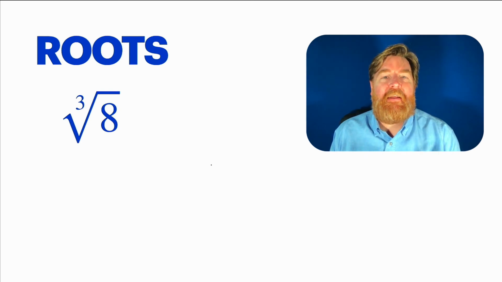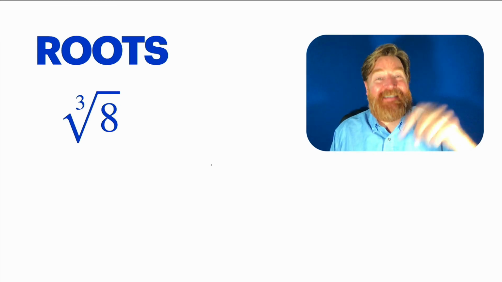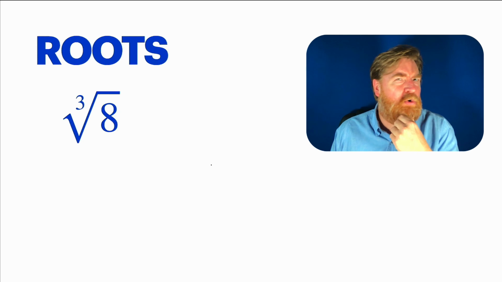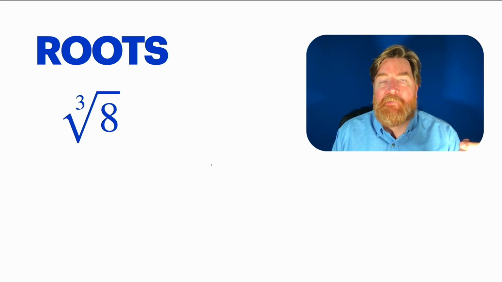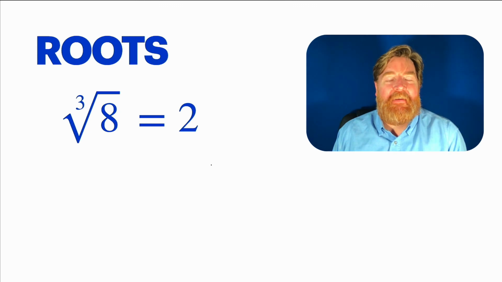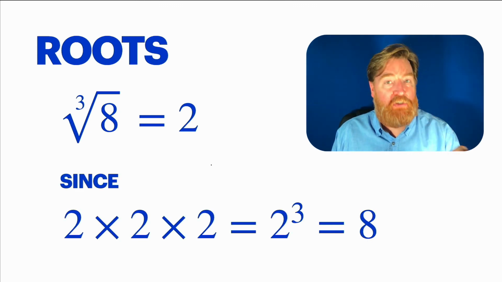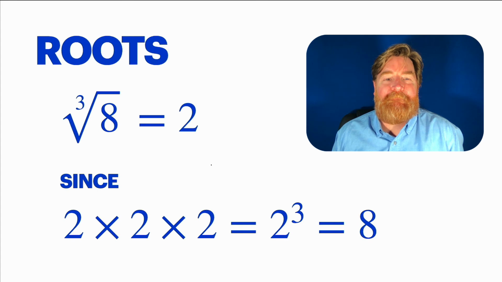That little number in there, that little index, tells you how many times we're going to multiply that number by itself to get 8, right? So what number are we looking at there? Who do you have to cube to get 8? If you try some numbers, you get to 2 pretty quickly, right? Since 2 times 2 times 2, or 2 cubed, does in fact give you what you see under the root. It gives you 8, all right?